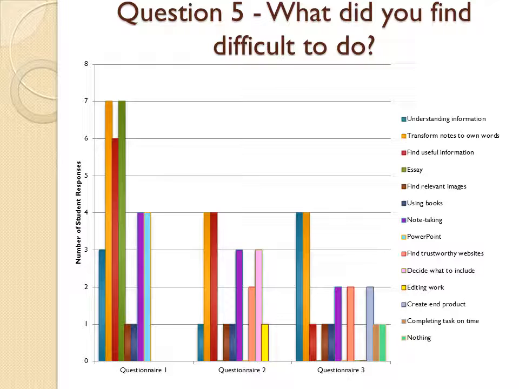There were some recurring themes across the 3 questionnaires in relation to the tasks students found most difficult to do when researching. These include finding trustworthy websites and useful information and relevant images, using books for research, understanding information, note-taking, and transforming notes into their own words. The issue of finding trustworthy websites first arose in questionnaire 2.